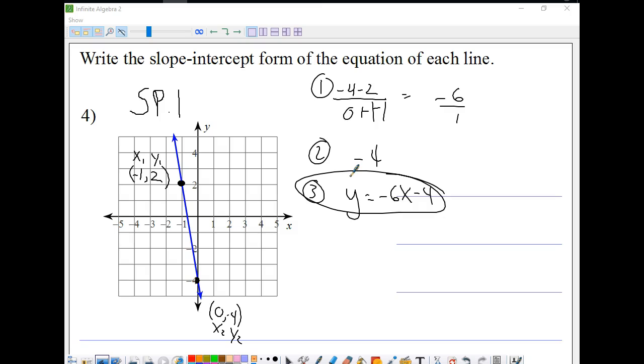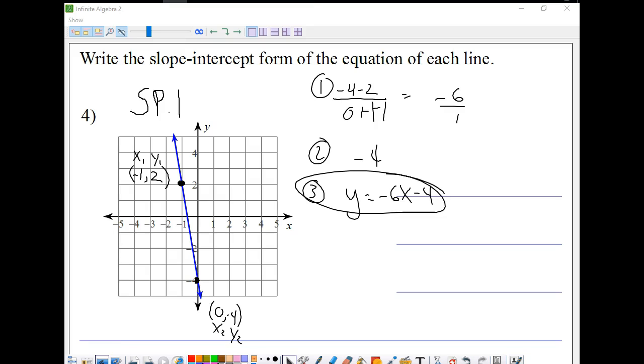Okay. Now here's the thing. What is the easiest part about this problem? The B. I think the B is the easiest. That's my opinion. Because you just look at it, right? The y-intercept right there. All right.